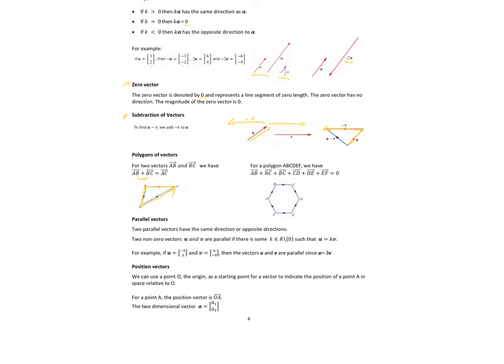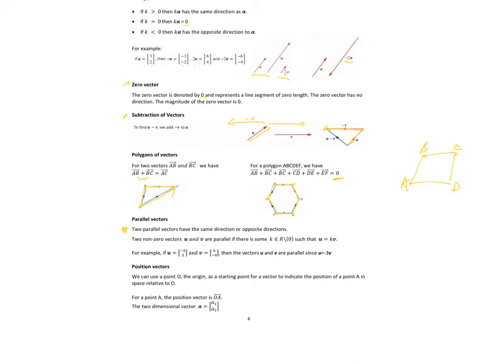And here, if I start from A to B to C to D to E to F and back to A, it means that we're back to our starting point. So we're back to 0. All right, so that's true of any polygon, any shape. From A to B to C to D back to A means we're back to where we started.